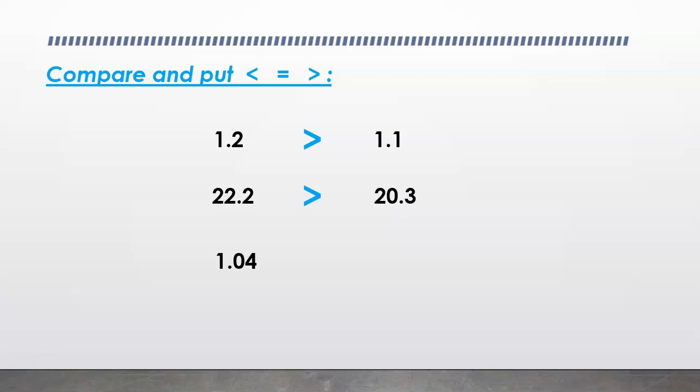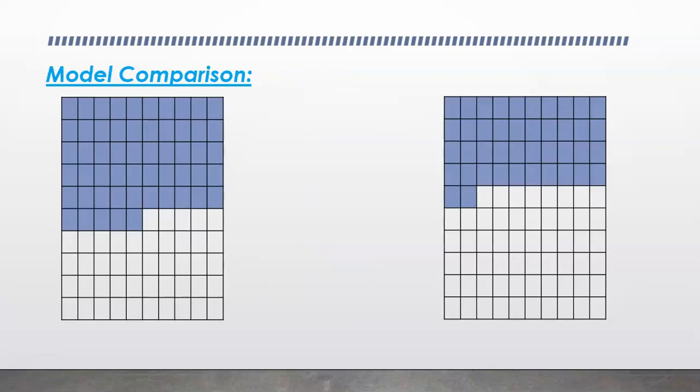1.04, or 1 and 4 hundredths, as we learned how to read it, and 1 and 2 hundredths. Okay. First the whole number is 1 and 1. Then go to the decimal. 0 and 0. 4 and 2. Then 4 is more than 2. Okay, very easy.